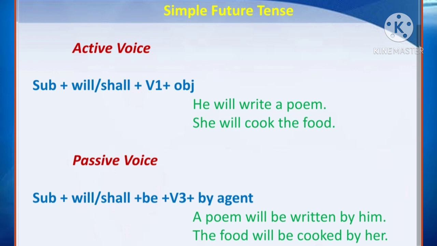Here, when you change the sentences into passive voice, the object will become the subject. So the first sentence, the object was a poem. In the passive voice, that object will become the subject. So we will start with a poem. A poem plus will plus be plus V3 form of write, is written, plus by agent, that is by him. Next, the food is a subject plus will plus be plus V3 form of cook, is cooked, plus by agent, that is by her.